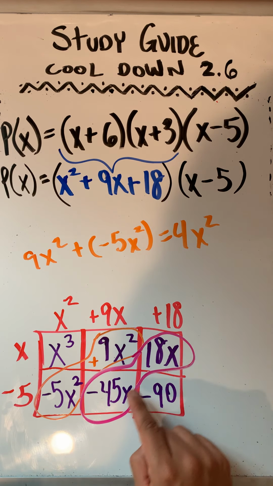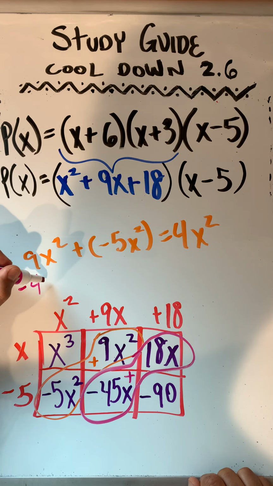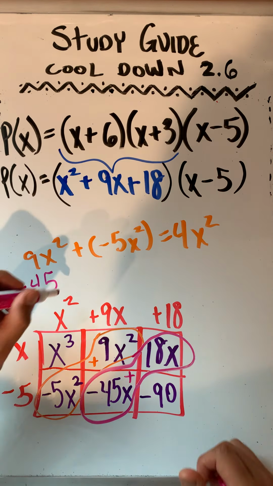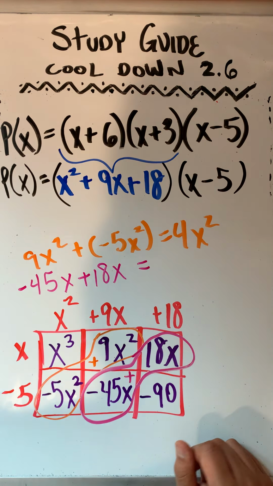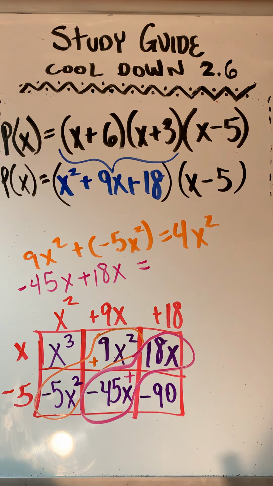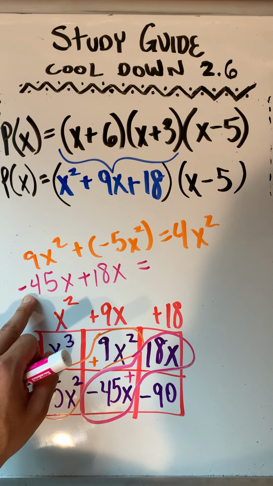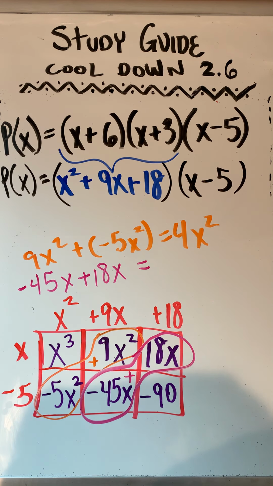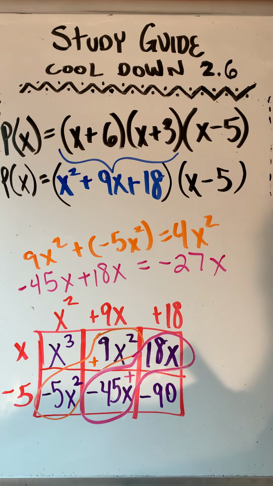Now we're going to combine the like terms, negative 45x plus 18x. Notice that the order in which you write these does not matter. Negative 45 plus 18. And there's a couple of different ways you can approach this. You can type into a calculator negative 45 plus 18, or what I'm going to do right now is actually push 18 and subtract 45. And it's going to give me negative 27x. There we go.